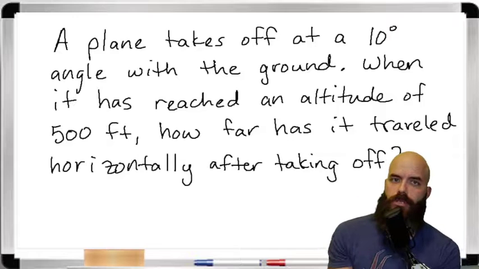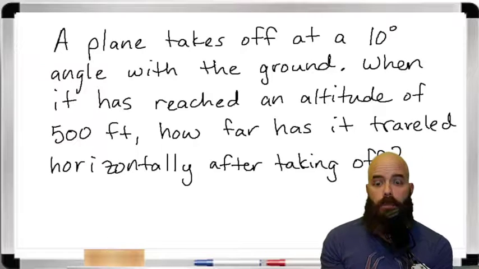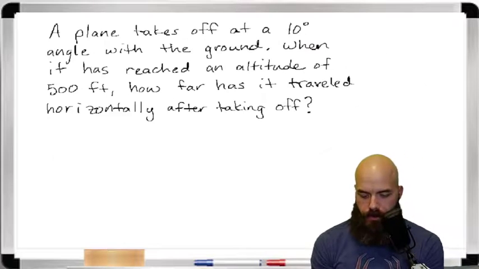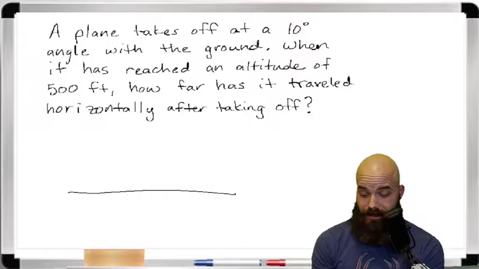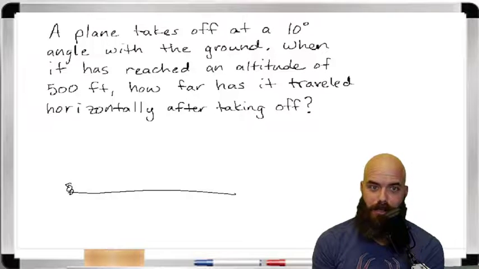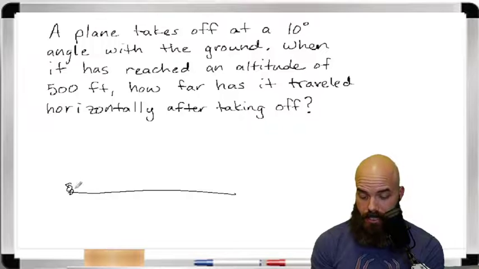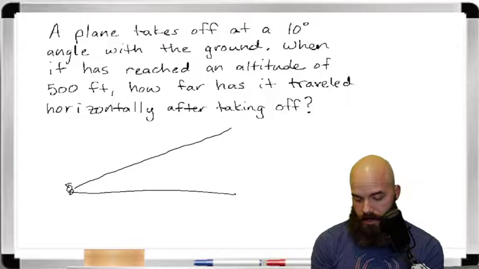So in order to solve this, we probably want to draw a picture. We have the runway, the plane. It's going to start here. Oh, that's a terrible plane. It looks kind of like a bug. It takes off at a 10-degree angle with the ground. So this is 10 degrees.